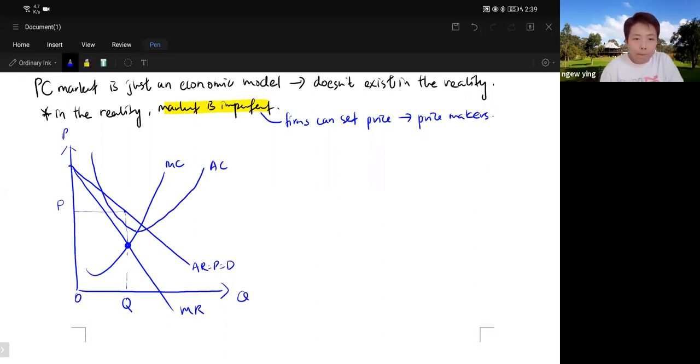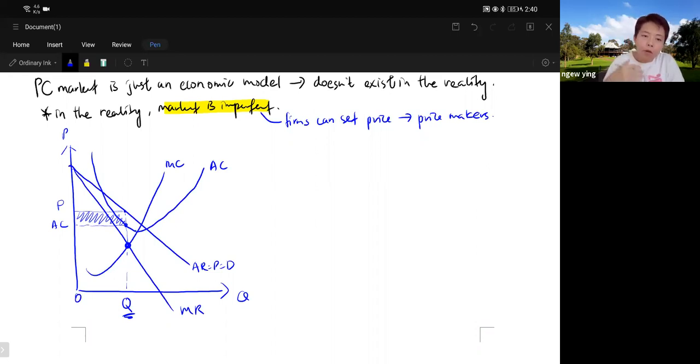Okay, now at Q, when it touches your price, this is your price of the product, AR of the product. When it touches your AC curve at Q, that is the cost at that level. This is your AC. And this part shows abnormal profit. The shaded area shows abnormal profit.